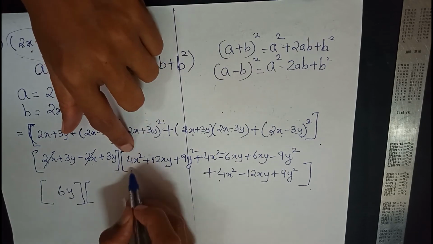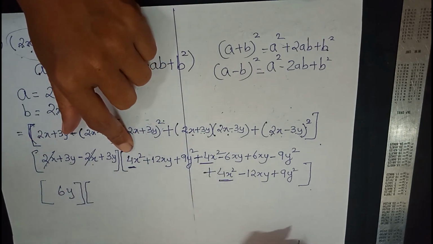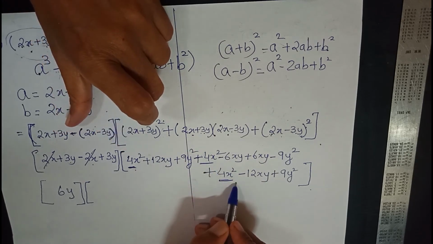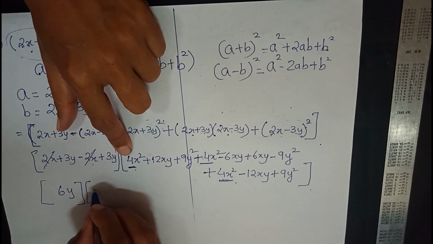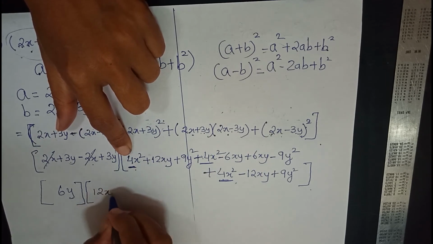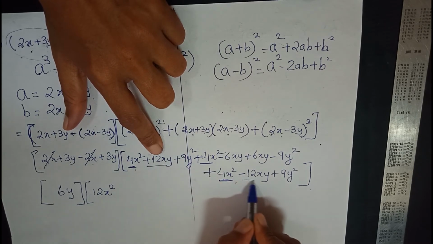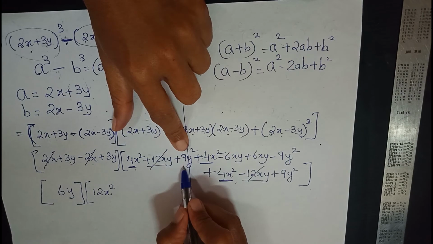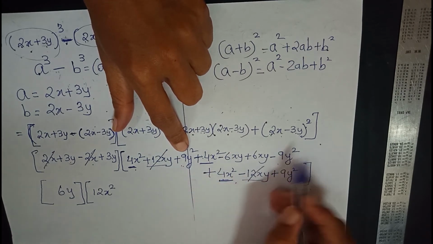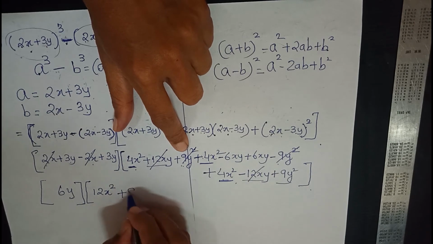Now let us see here. We have 4x square, 4x square and 4x square. All the 4x squares are plus. So 4 plus 4, 8. 8 plus 4 is 12. So we get 12x square. Now 12xy is plus and here it is minus. So we cancel it. Now 9y square is plus here and minus here. We cancel it. But we have one more 9y square. So we write it there.